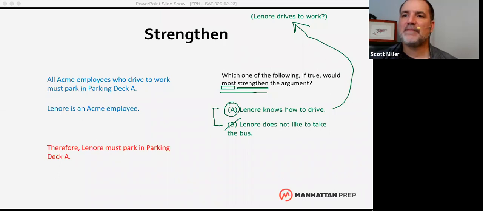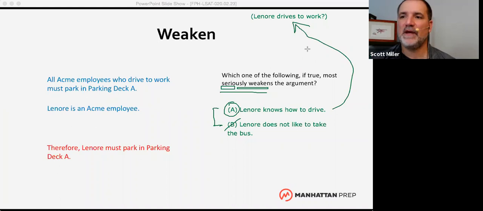So then the last type of question that we would look at, and then we'll just call it a night for here, is weakening the argument. Weakening is basically the opposite of strengthening, right? So if we say, which of the following, if true, most seriously weakens the argument? And again, we have the "most" there. Again, either of these, A or B, if we change them up a little bit, could be a good answer to a weakening question.